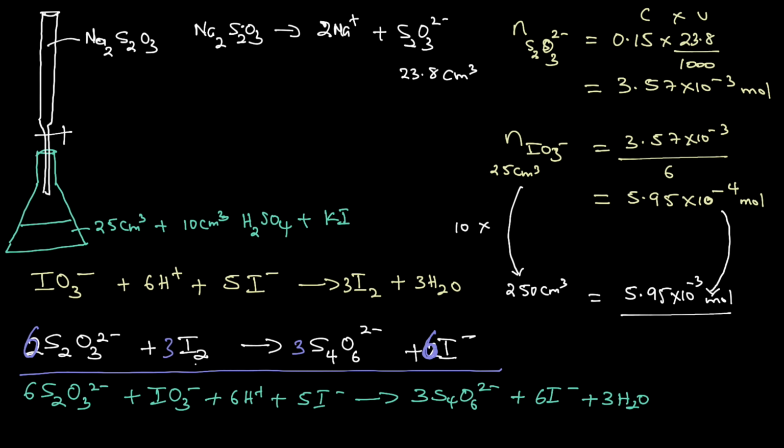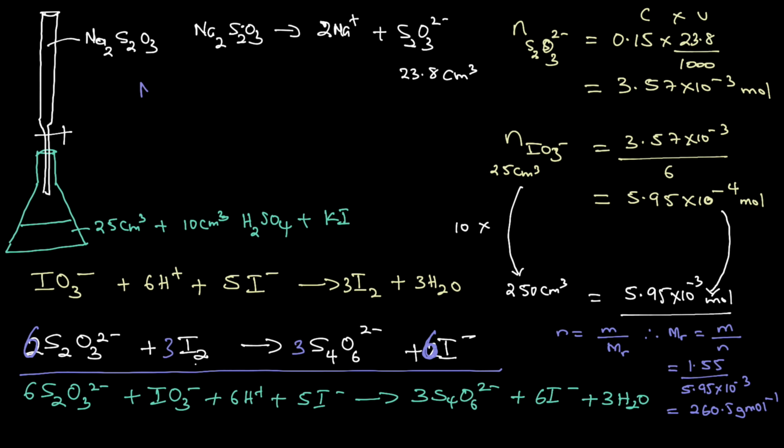If that's the mole of IO3 in 250, we can find the mass. The mass we want to find is the relative molecular mass. We know mole is mass over relative molecular mass, and therefore relative molecular mass is mass over mole. We know the mass is 1.55, that's what we dissolved in 250 cm³ of water. We divide it by the mole, which is 5.95 times 10 to the power minus 3, and that gives 260.5 grams per mole.